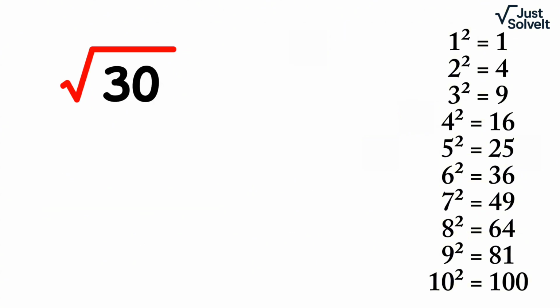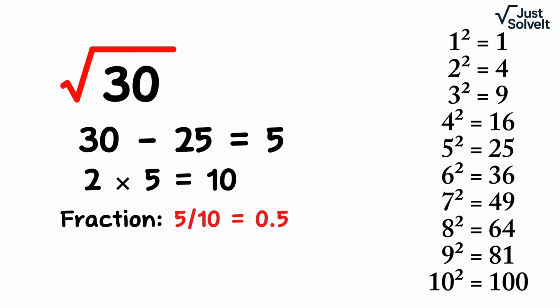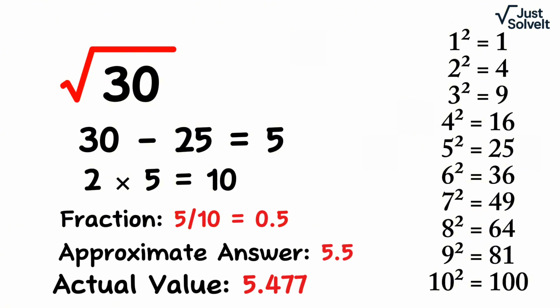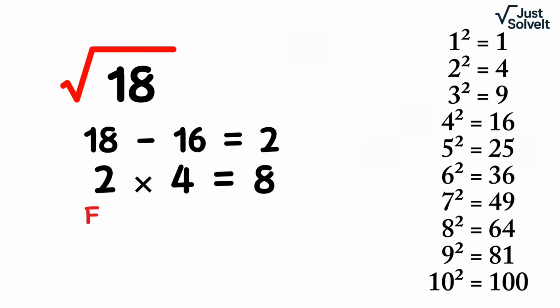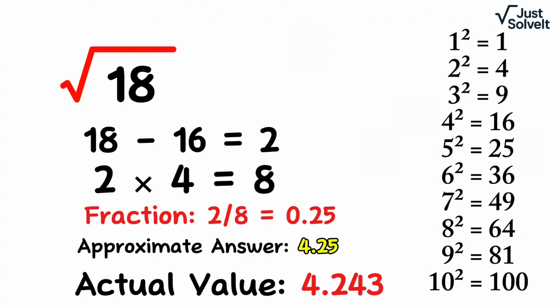Next, square root of 30. Closest square below 30 is 25, 5 squared. So we do 30 minus 25 equals 5, double of 5 is 10. Fraction, 5 over 10, that's 0.5. So answer is 5.5. Actual square root is 5.477, again very close. Now, square root of 18. Closest square below 18 is 16, 4 squared. So, 18 minus 16 equals 2, and double of 4 is 8. Fraction, 2 over 8 equals 0.25. So, the estimate is 4.25. Actual value, 4.243, super accurate.